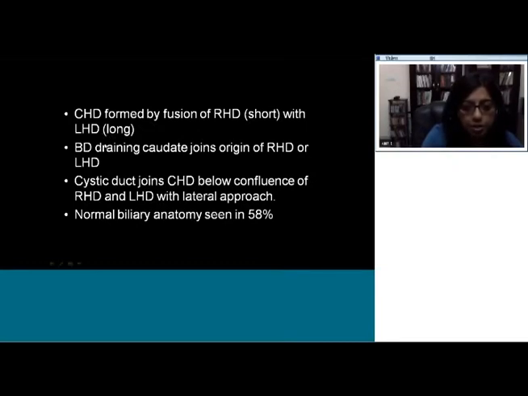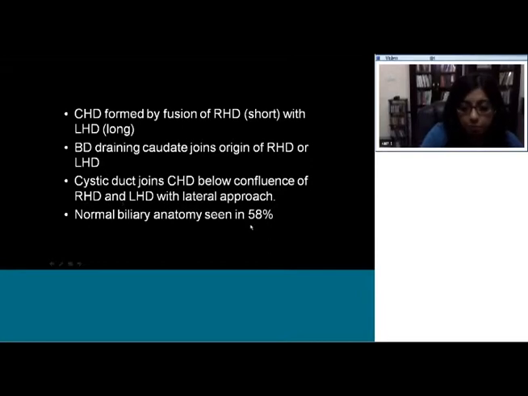The duct that drains the caudate lobe, also called segment 1, joins the origin of either the right or the left hepatic duct. The cystic duct joins the common hepatic duct below the confluence of the right and the left hepatic duct, usually from the lateral side. Now, this entire thing is a normal anatomy, which is seen in just 58% of people.